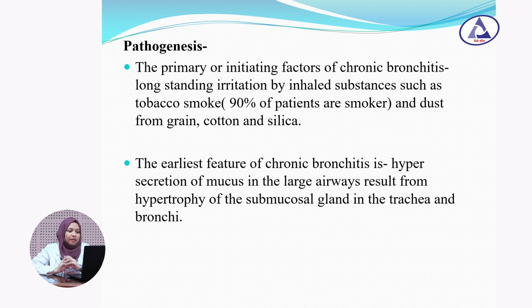Pathogenesis. The primary or initiating factors of chronic bronchitis is long-standing irritation by inhaled substances such as tobacco smoke. 90% of the patients are smoker. And there is dust from grain, cotton and silica. The earliest feature of chronic bronchitis is hypersecretion of mucus in the large airways that result from hypertrophy of the submucosal gland in the trachea and bronchi.